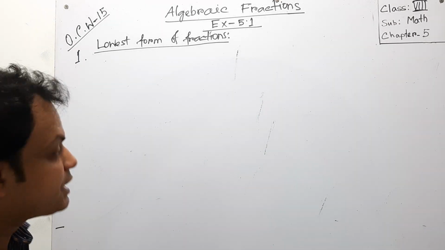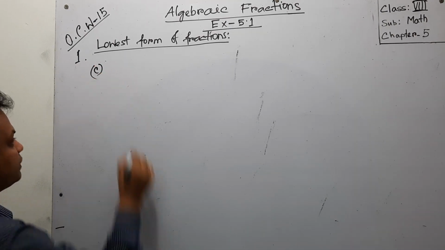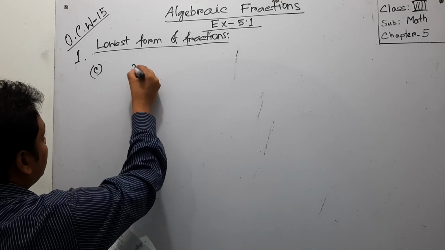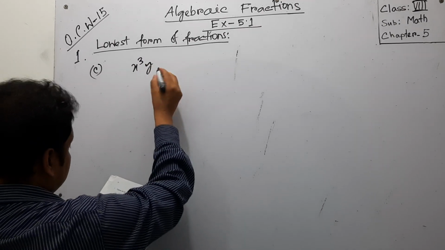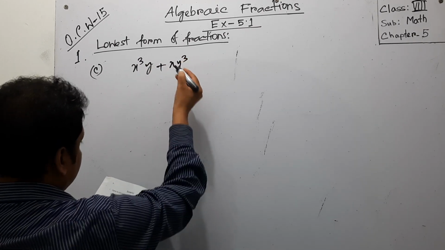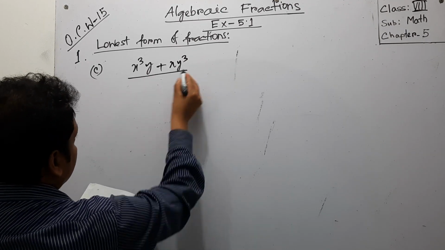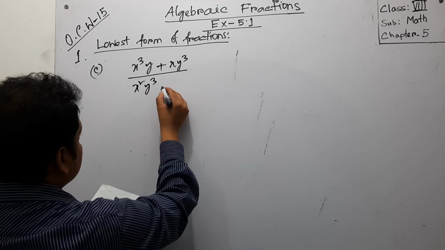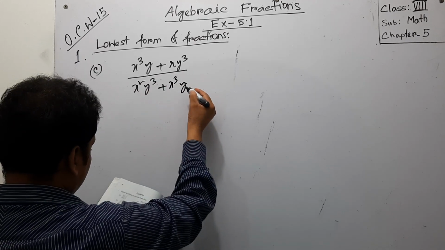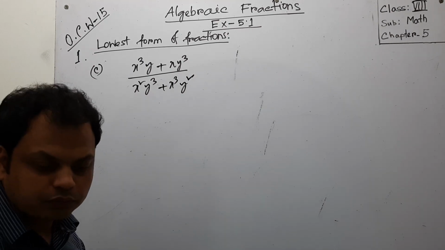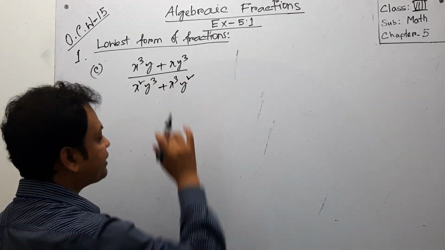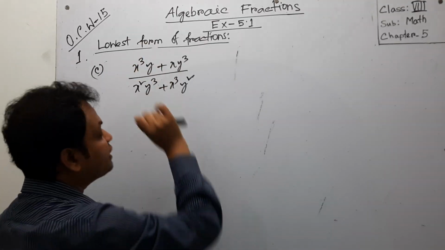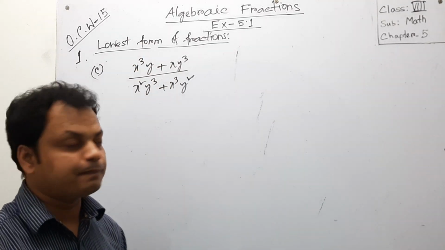It will be number 1C. Write the question: x cube y plus x y cube, divided by x square y cube plus x cube y square. So this is the given fraction. We have to find the lowest form of the fraction.